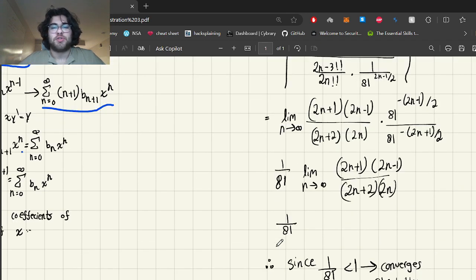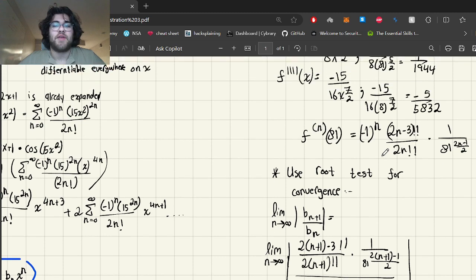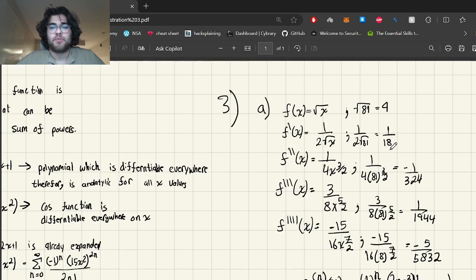The third question, which I think is the easiest question, asks for the Taylor series for f of x equal to the square root of x centered at 81. First of all, we need to show how to find the formula of the general coefficients. So basically, we start by differentiating the function as much as we can. However, I stopped at the fourth derivative. So it's root of x, 1 over 2 root of x, 1 over 4 x to the power 3 over 2, 3 over 8 x to the power 5 over 2, and so on.